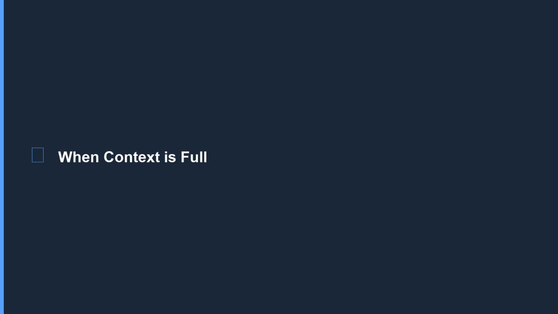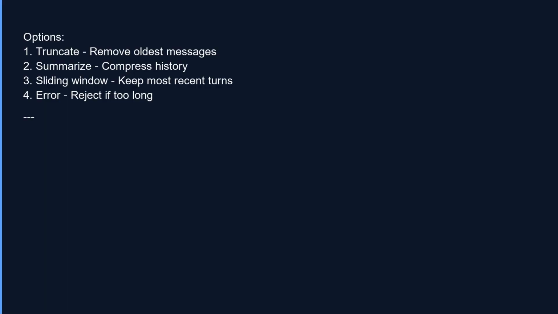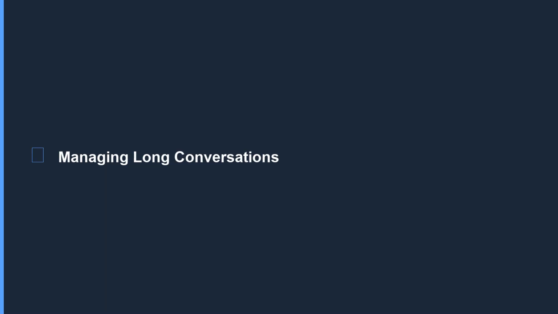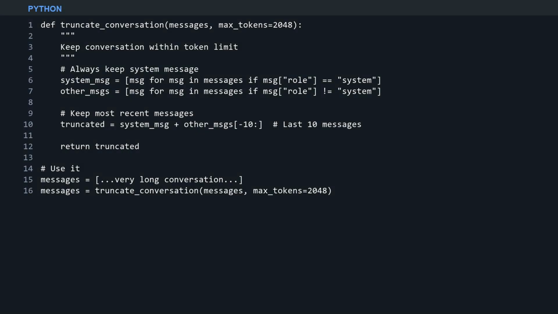Let's now look at when context is full. Options: 1. Truncate, remove oldest messages. 2. Summarize, compress history. 3. Sliding window, keep most recent turns. 4. Error, reject if too long. Let's now look at managing long conversations. Always keep system message, keep most recent messages.